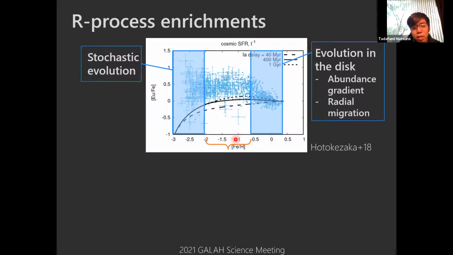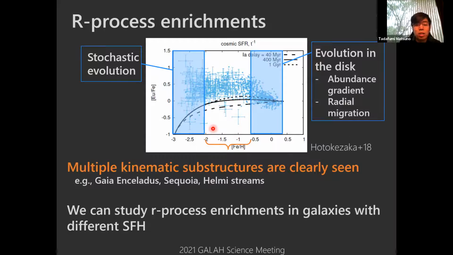What is good about stars in this metallicity range is that these stars would likely have been affected by multiple r-process nucleosynthesis events. Also, in this metallicity range, we see a number of kinematic substructures among halo stars. Examples are Gaia-Enceladus, Sequoia, and the Helmi streams. We also see some stars formed in the Milky Way, called the in-situ population. These kinematic substructures are considered to be the signature of past galaxy accretion. So by studying stars in different kinematic substructures, we can study chemical enrichment in different galaxies with different star formation histories.